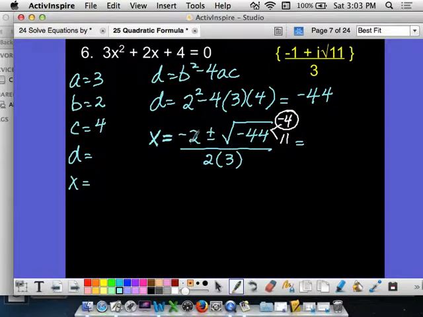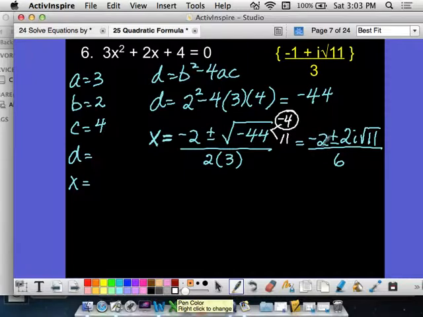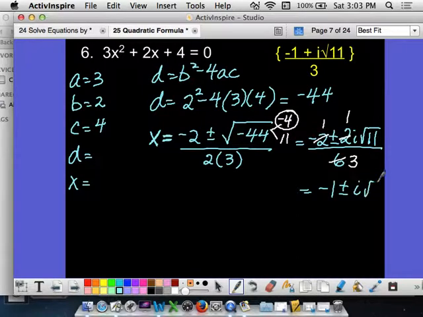So starting back at the beginning, I have -2 plus or minus 2i, there's the 2i, square root of 11, all over 3 times 2, which is 6. And then I can reduce that, and here's where I think there was an error in the first part. 2 will go into all three of these numbers: into 2 once, into 2 once, and into 6 3 times. So that answer is going to be -1 plus or minus i square root of 11, all over 3.